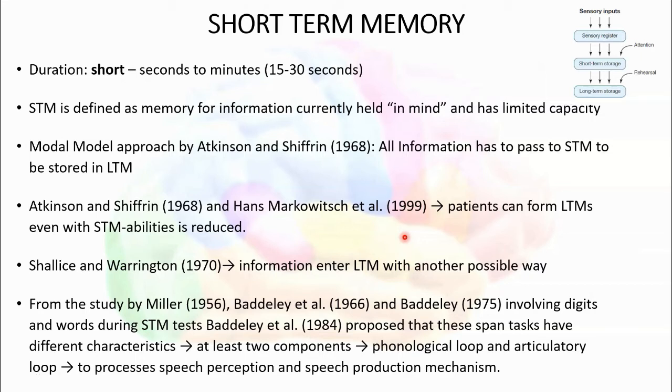Recent research by Markowitsch et al. in 1999 in Germany studied a patient with a tumor centered in the left angular gyrus. The tumor affected the inferior parietal cortex and the posterior superior temporal cortex, brain areas similar to but slightly different from the patient in 1968. After surgery, this patient showed a deficit of short-term memory abilities but preserved long-term memory. This patient shows a similar pattern to the previous patient.